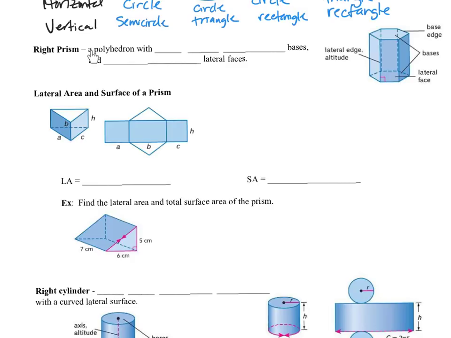Okay, so a right prism, these three-dimensional shapes are called a polyhedron. That's just a shape with many sides. So it's going to be a polyhedron that has 2 congruent parallel faces that are called the bases. If you take a look at this three-dimensional shape, we have 2 polygons that are congruent and parallel, and those are the bases. There will always be exactly 2 of them, and they will be congruent and parallel.